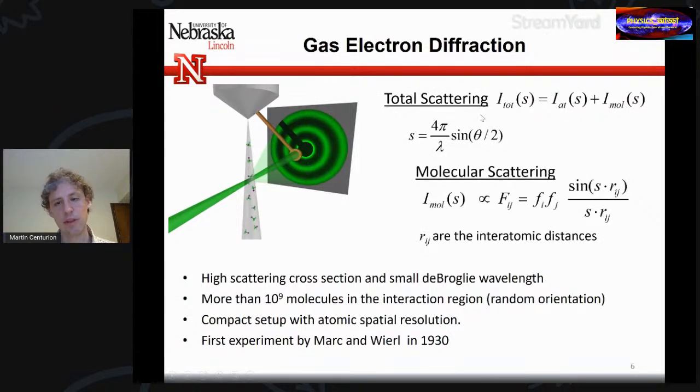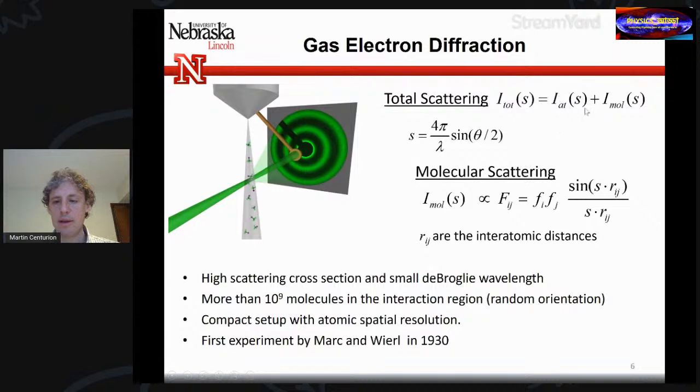So we can typically express total scattering in terms of what we call an atomic scattering intensity and a molecular scattering intensity. And we express this in terms of the momentum transfer, s. This is the momentum transfer of the scattered electrons, where theta is the scattering angle and lambda is the wavelength of the electrons. Now for small angles, this momentum transfer is just proportional to the angle, and mostly we are dealing with small angles. So you can think of this, if you like, as a representation of the scattering angle.